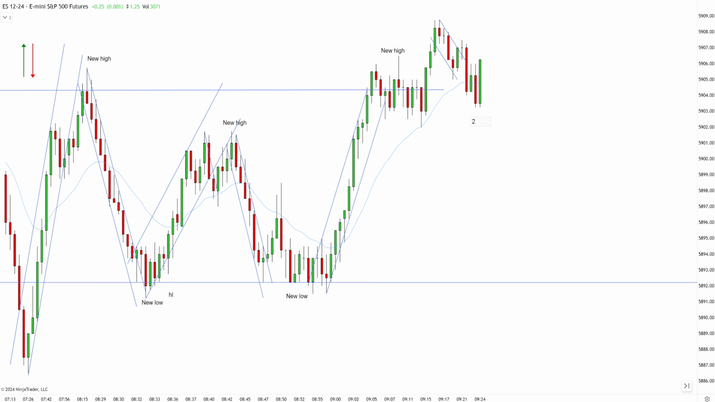So this is a second entry long. Yes, it is sort of like a breakout pullback. We broke higher, came back, tested it. The key level and the EMA is holding, which is telling you a lot of buyers are buying at this particular price level.